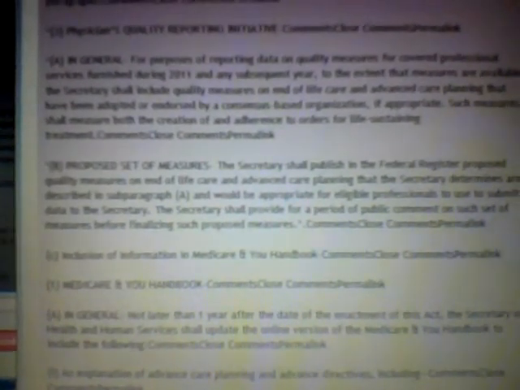Proposed set of measures. The Secretary shall publish in the Federal Register proposed quality measures on end-of-life care and advanced care planning that the Secretary determines are described in subparagraph A. That means he gets to decide what these measures are, and would be appropriate for eligible professionals to use to submit data to the Secretary. The Secretary shall provide for a period of public comment on such set of measures before finalizing such proposed measures.